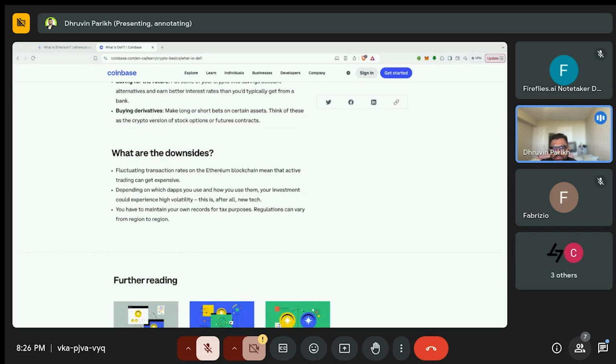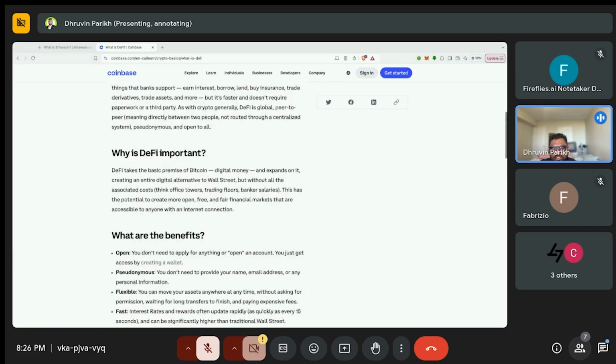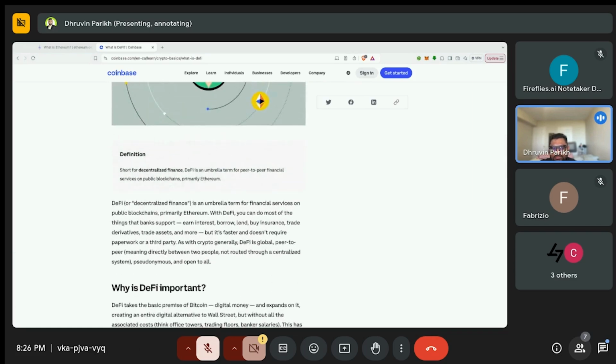Transaction fees on the Ethereum blockchain fluctuate, right? So if you are trading continuously, it is going to get expensive, and depending on which dApps you use and how you use them, your investment could experience high volatility. And of course, if you are doing any DeFi-related transactions, you'll have to maintain the records for tax purposes. Anyway, this is not any legal or financial advice that I'm giving.